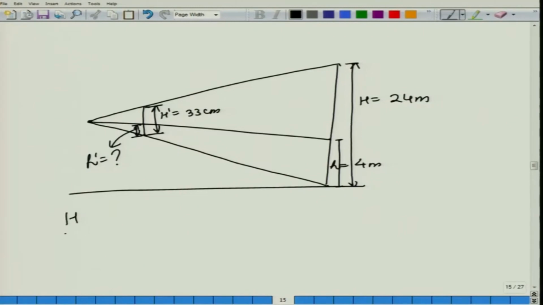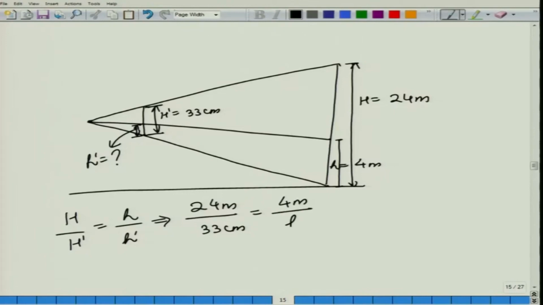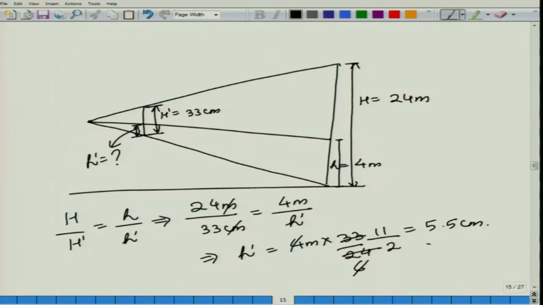We need to figure out this length, or h prime is equal to question mark. So, using the relation H upon H prime is equal to small h upon small h prime, we get capital H is 24 meters divided by H prime is 33 centimeters is equal to small h, that is 4 meters, divided by h prime. So, centimeters and centimeters get cancelled away. We have h prime is 4 meters into 33 by 24. Now, 4 6s are 24, 3 is 11, 3 2s are 6 is 5.5 centimeters.